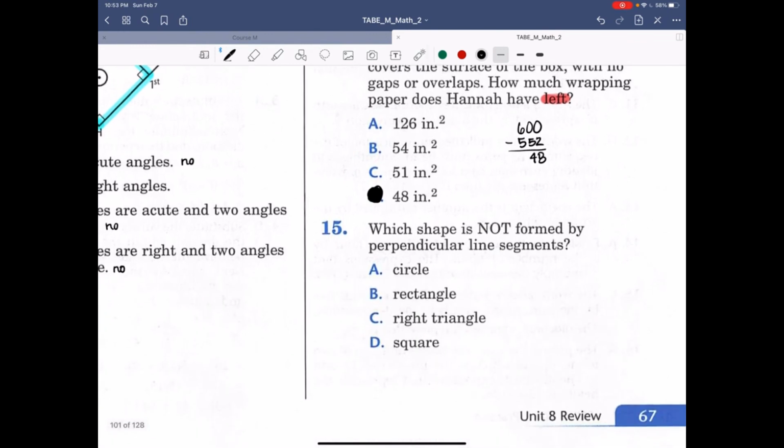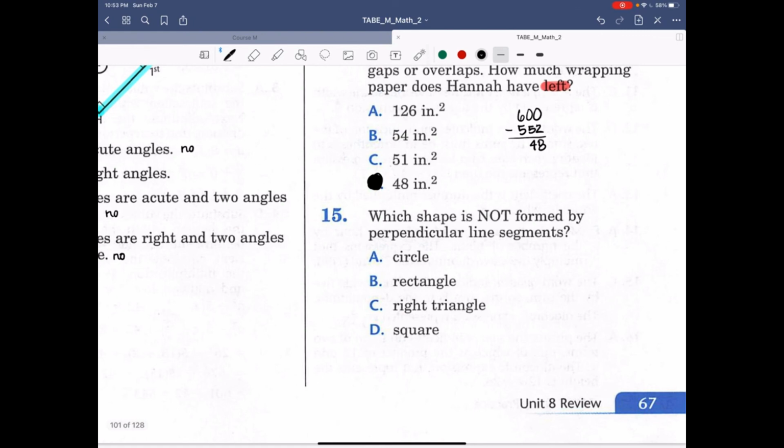Number 15. Which shape is not formed by perpendicular line segments? A circle, a rectangle. Whoa, that's pitiful. Let's try that again. A rectangle, a right triangle, or a square. A circle has no line segments.